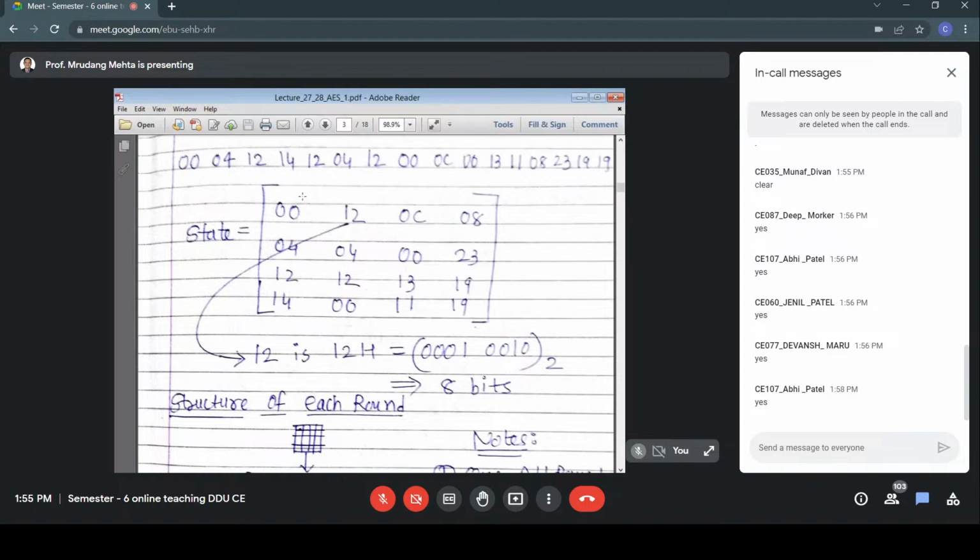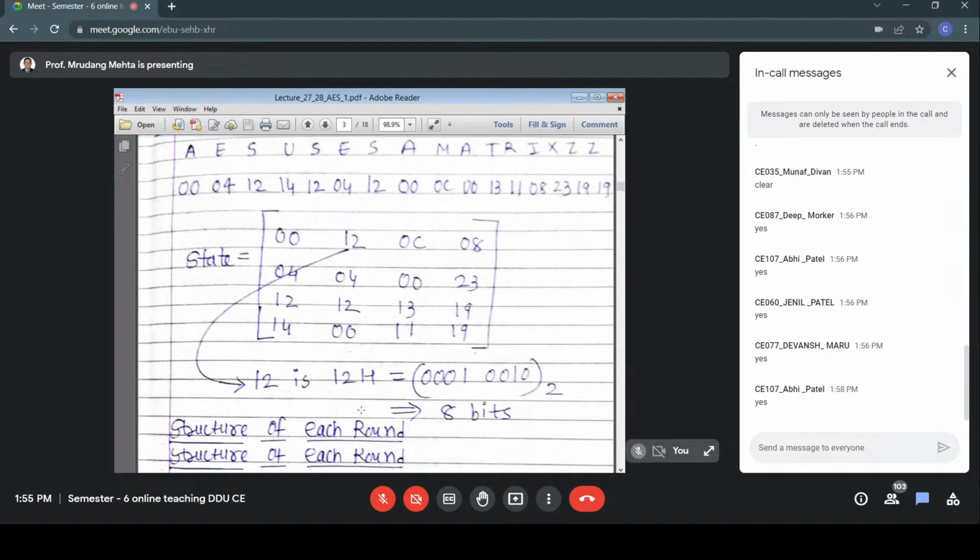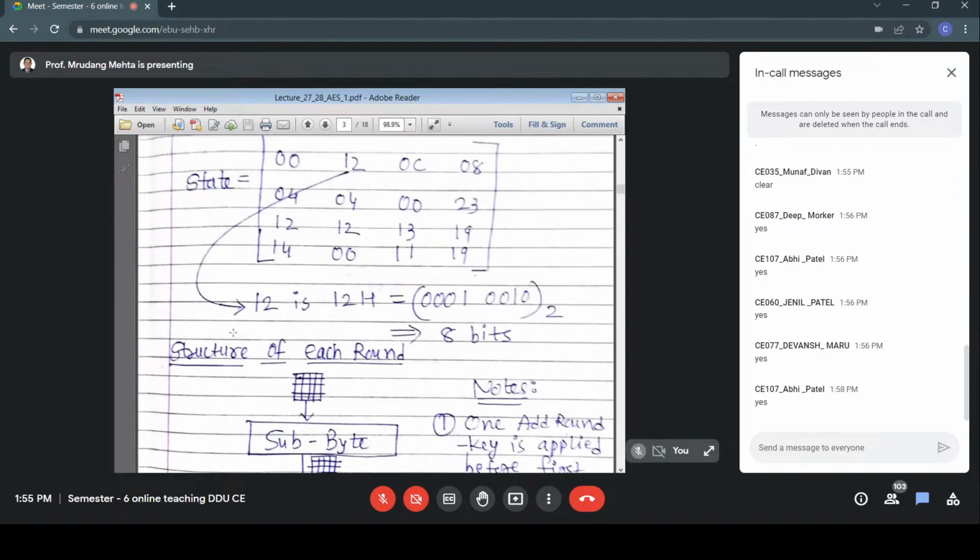So how do we get this hex value? For S, the value which we have taken is 12. This 12 hex is then converted into binary. If we convert this 12 into binary, this is 1, 0, 0, 0, a 4-bit number, and this is 2, again another 4-bit number. Each digit is represented by a 4-bit number. So we have two such 4-bit numbers, which make our hex value. So the total number of bits is 8.